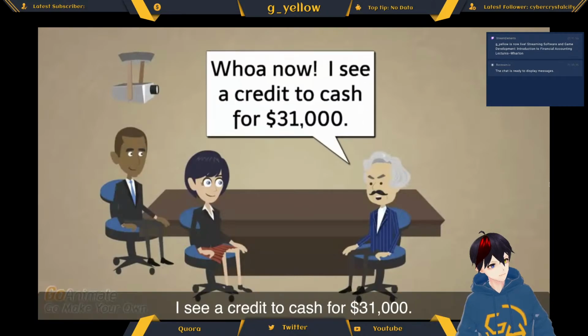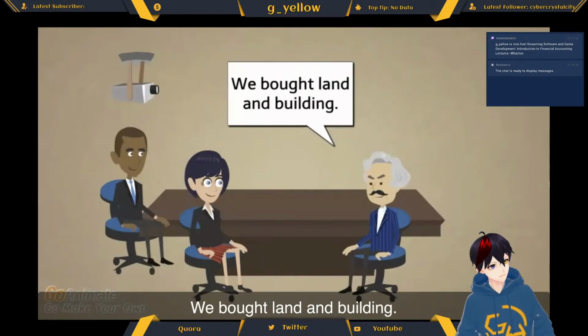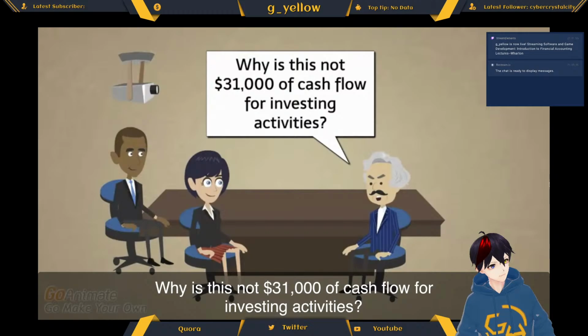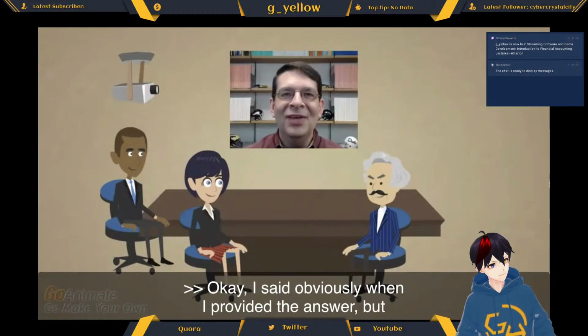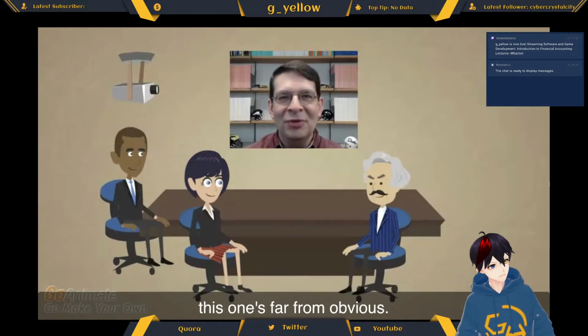Whoa now. I see a credit to cash for $31,000. We bought land and building. Why is this not $31,000 of cash flow for investing activities? Okay, I said obviously when I provided the answer, but this one's far from obvious.